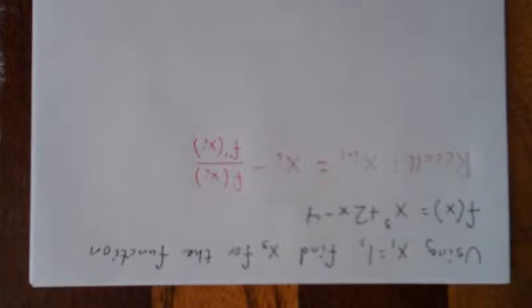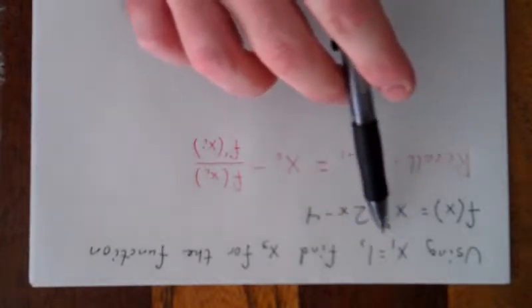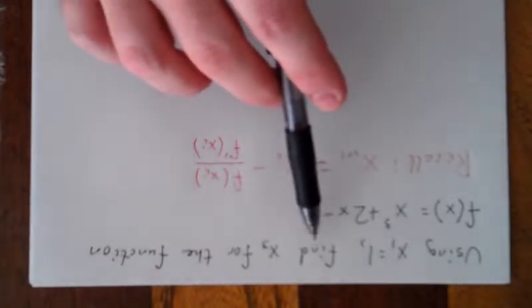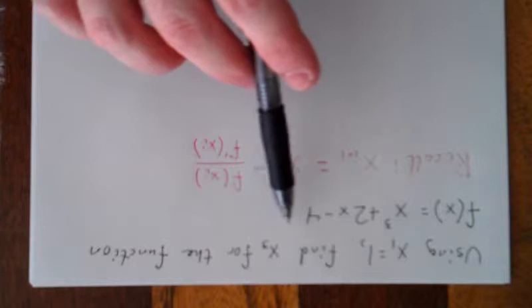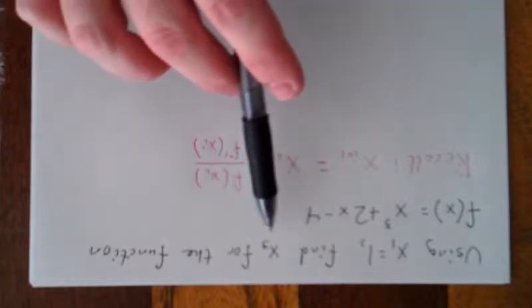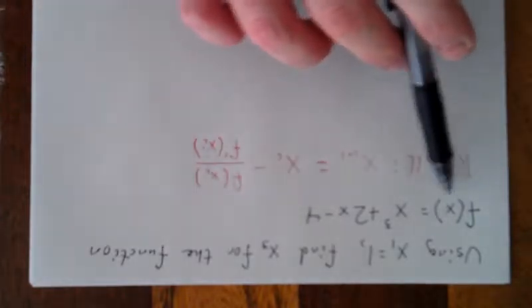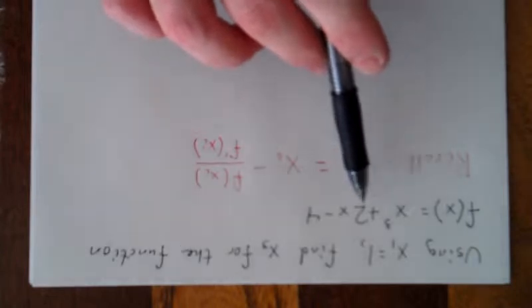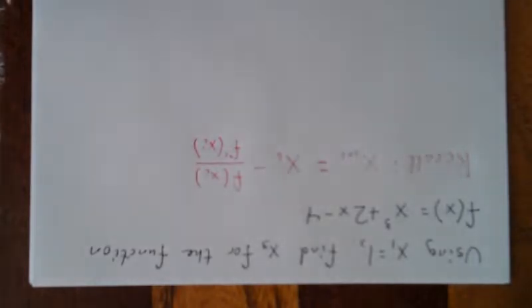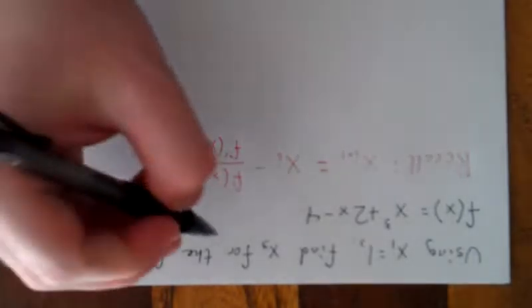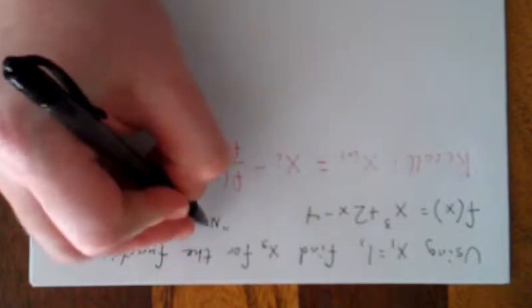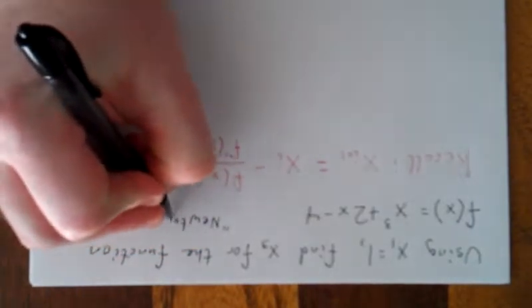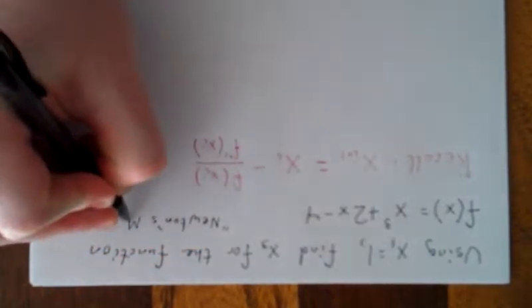So what I have for you today is a little bit of Newton's method. The problem in question is we are going to be using an initial value of x equals 1. We're supposed to find the third value for the Newton's method approximation of the x-intercept of the function f of x equals x cubed plus 2x minus 4. So, we'll make a little note on here that says that this is Newton's method.